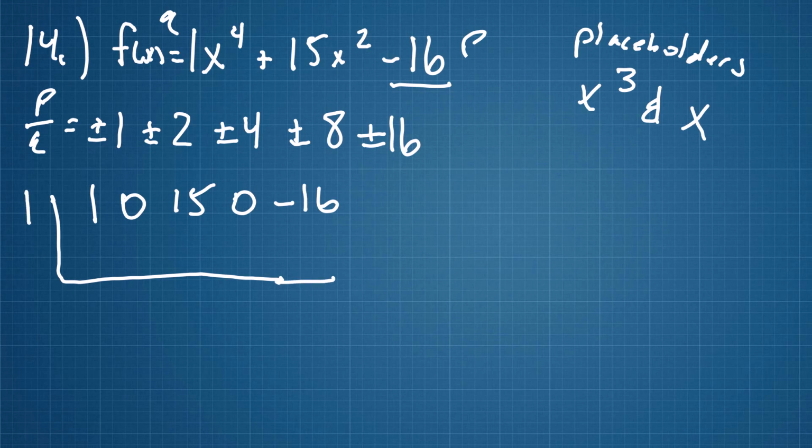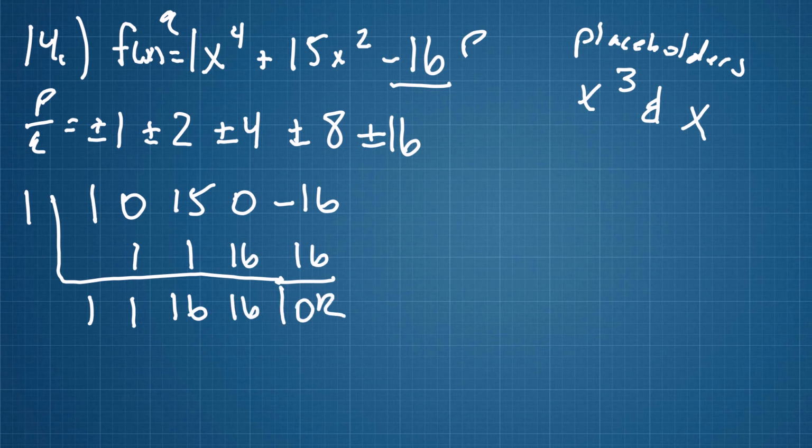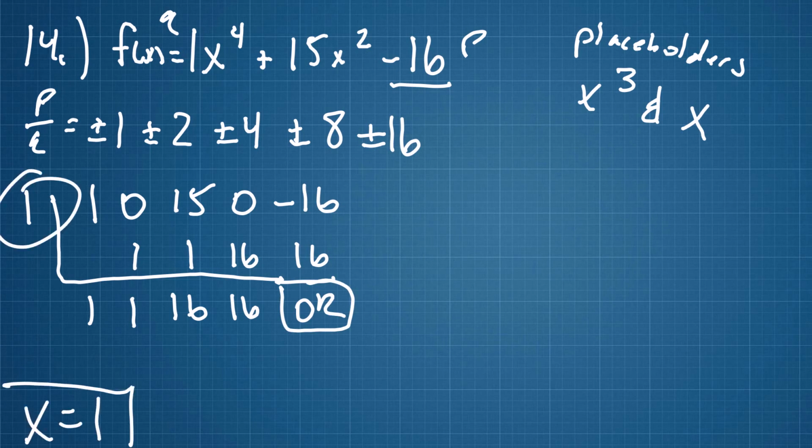I'm going to start with 1, drop it down. 1 times 1 is 1, 0 plus 1 is 1, 1 times 1 is 1, 16, 16, 16, 1 times 16 is 16, no remainder. Means x is equal to 1 is my first solution. Remember, I have to have 4 total. All right. So this becomes x cubed plus x squared plus 16x plus 16.